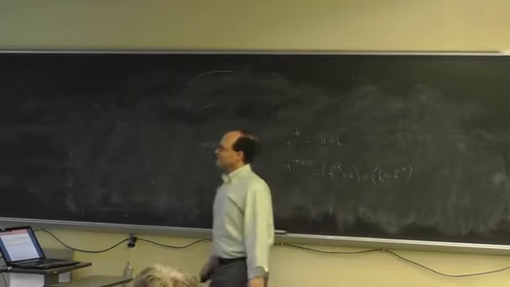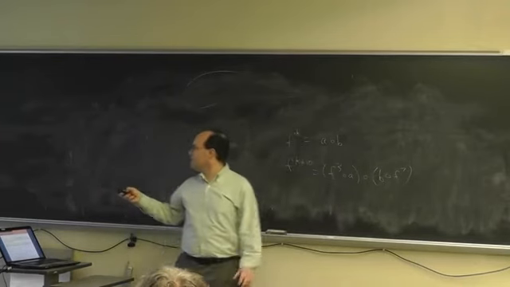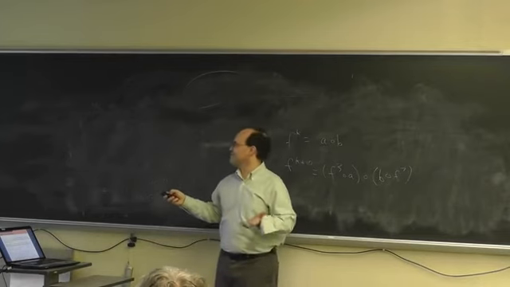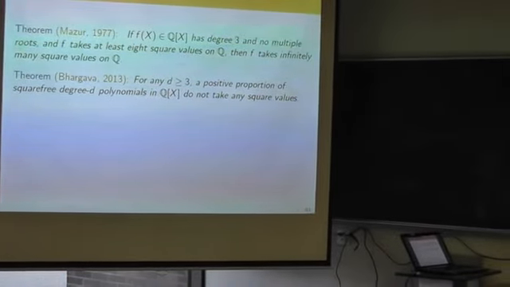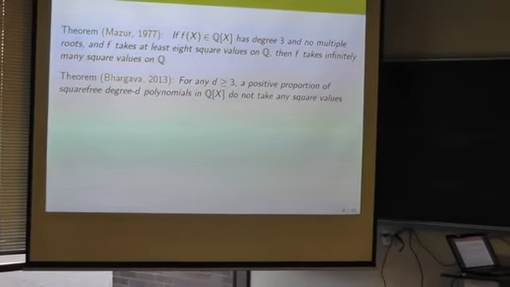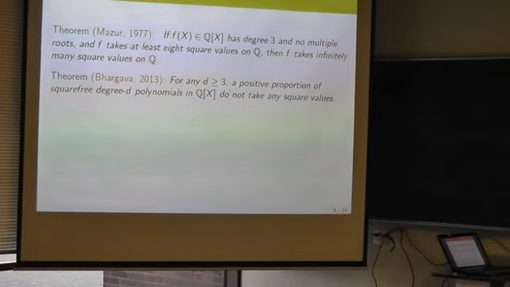So, very recently, this was announced in a talk last week, Bhargava presented an amazing result: for any fixed degree d, if you look at all square-free degree d polynomials, most of them don't take any square values at all. And I love this, because as soon as someone knows what a polynomial is, almost, you can explain this to them. This is great.